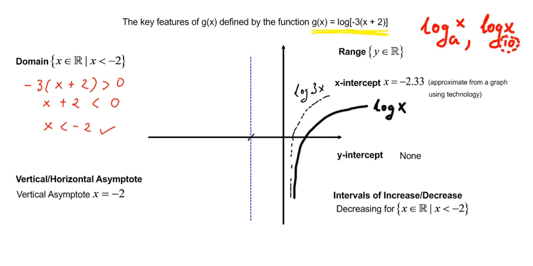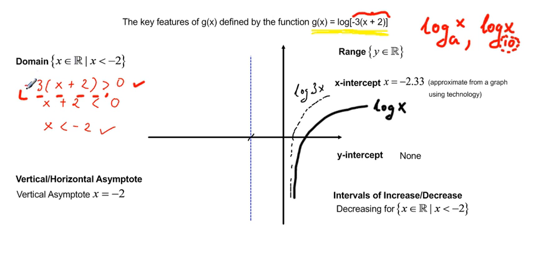Now, the domain, whatever goes inside of that expression here should stay as positive value. So this is why we have the following statement here, that that entire expression, negative 3 times x plus 2, has to be greater than 0. Boom. And you solve that inequality.